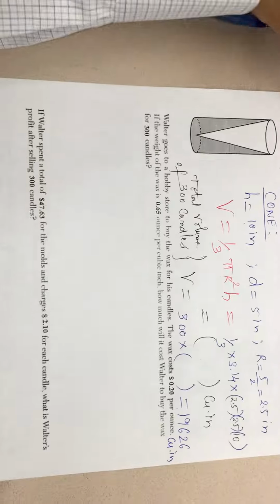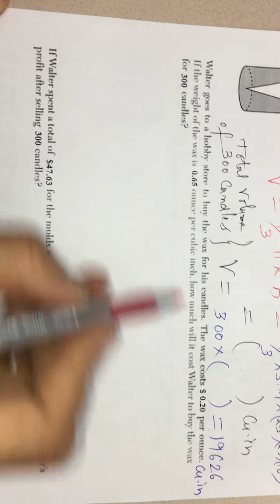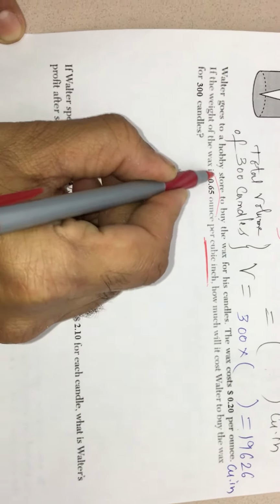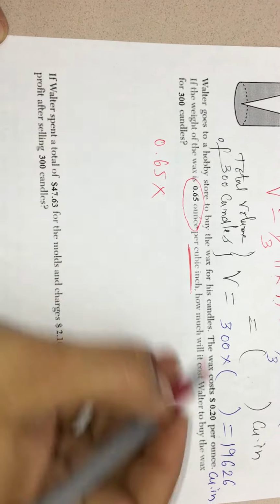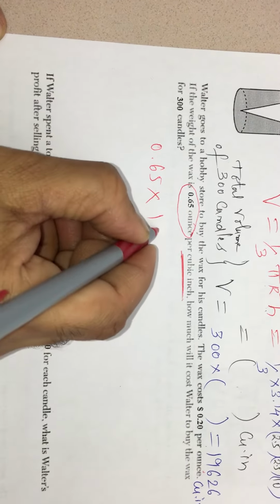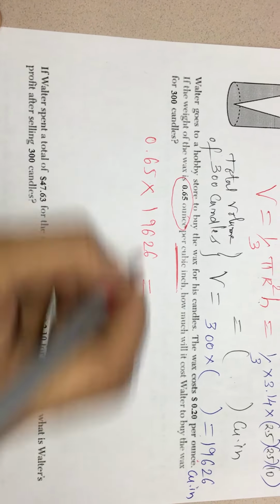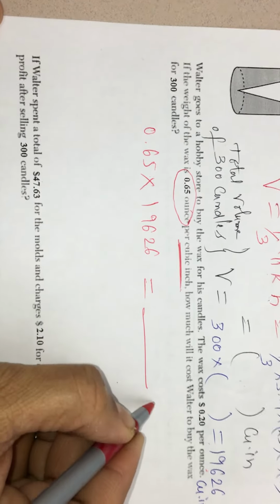Now in this question, what is he asking? The total weight you have to calculate. Each cubic inch weighs 0.65 ounce. So multiply 0.65 ounce with the total volume, 19626 cubic inches. Then you will get the total weight. You do this using a calculator, then you will get the total ounces.